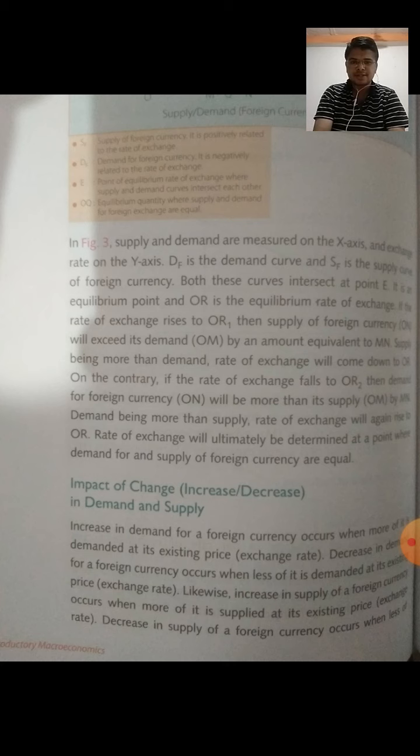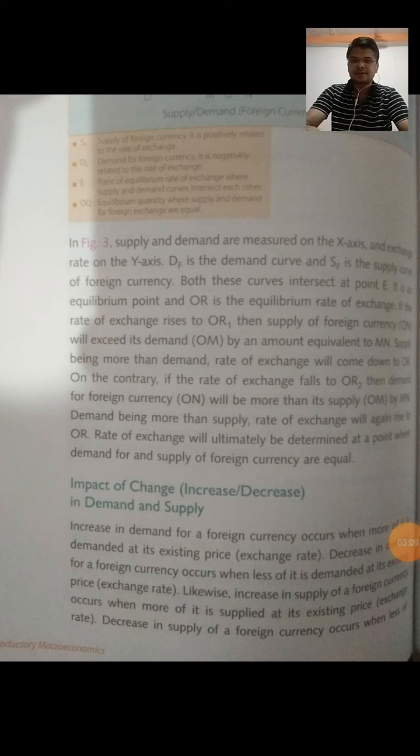So, beta, the first condition is the impact of increase in demand for foreign currency. What will happen if you are increasing more and more demand for foreign currency? Its impact will be that you will have to depreciate your currency. You will have to depreciate the price of your currency if you are demanding more foreign currency. Okay, this is the first condition.